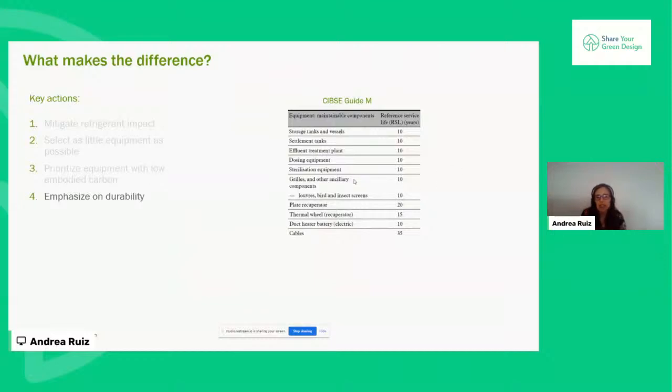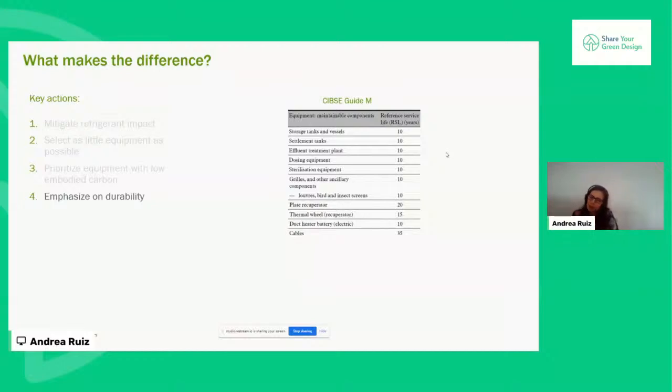All I'm trying to say is that if we have units that we know will need to be replaced in 10 or 20 years, we will need to account for them at the end as many times as they are required until we complete the lifespan of the building. So if we focus from the beginning on using a design that is durable, maybe a system that lasts longer, that will always be a welcome part for the project team to meet these requirements.